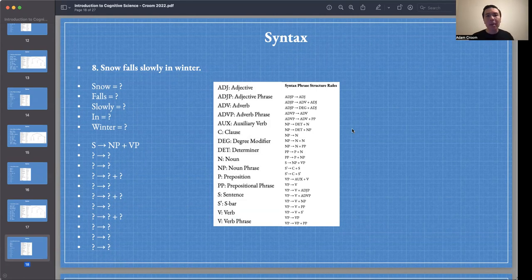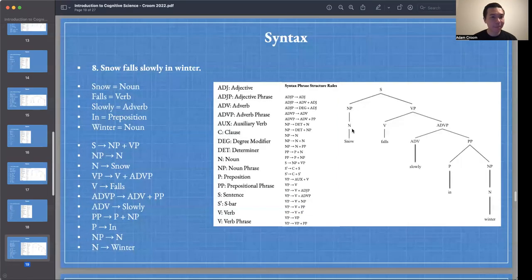But this one is snow falls slowly in winter. So we're not adding another preposition just yet, but we're working with the word slowly, and we'll see how that changes the tree structure just a little bit. So go ahead and identify these linguistic items for me. Snow, falls, slowly, in, and winter. And let's move on to the next slide. Ready? All right.